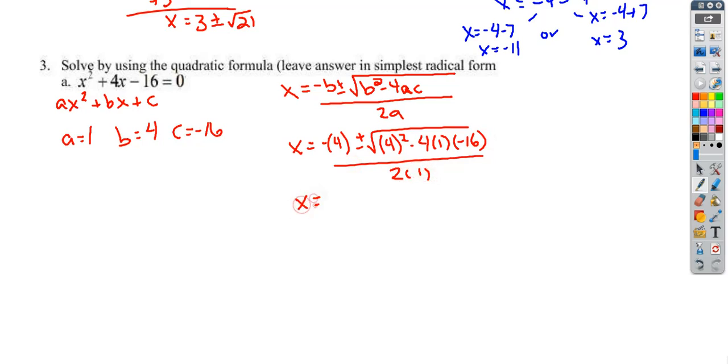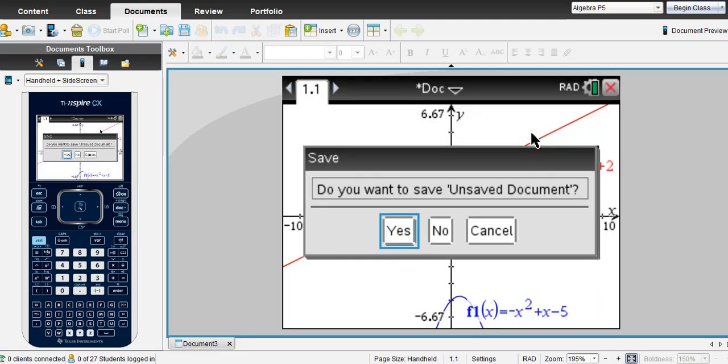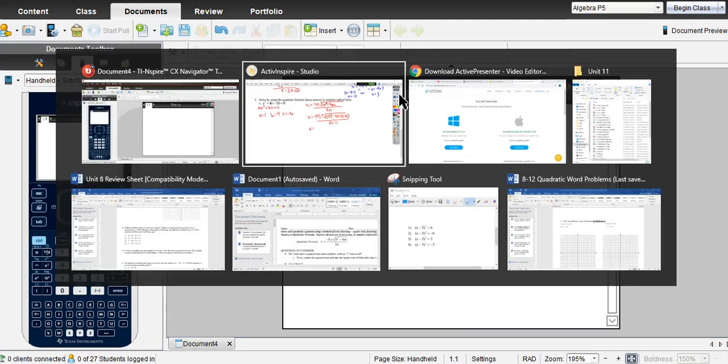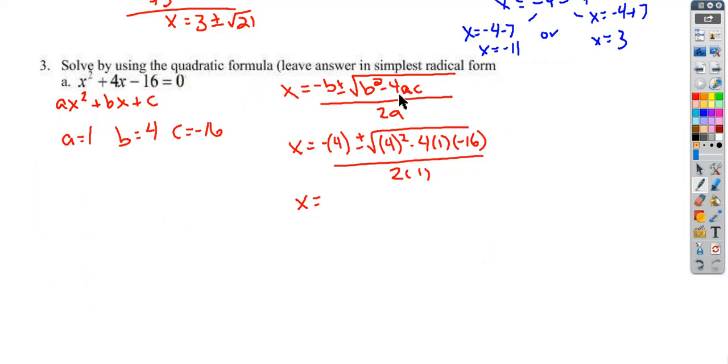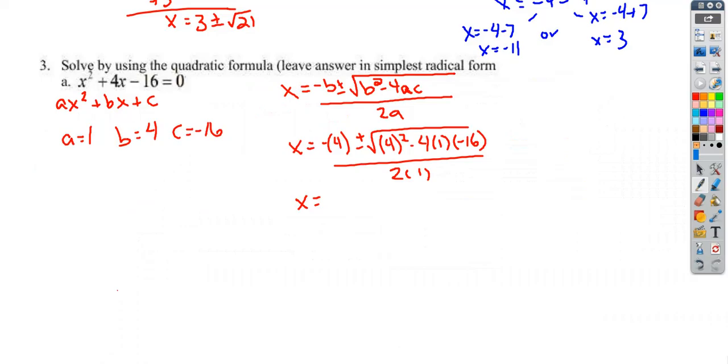Now I'm grabbing my calculator, okay, and I'm going to just type in the 4 squared minus 4 times 1 times negative 16. So 4 squared minus 4 times 1 times negative 16. So that inside the parentheses is just equal to 80. So it says negative 4 plus or minus the square root of 80 over 2.